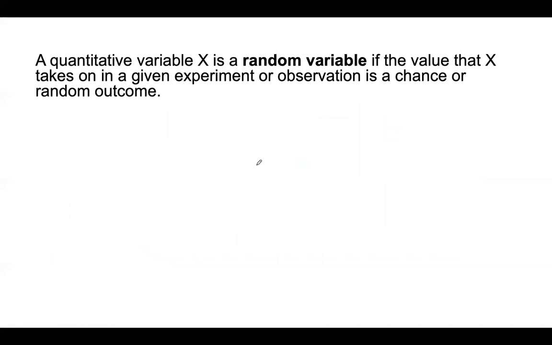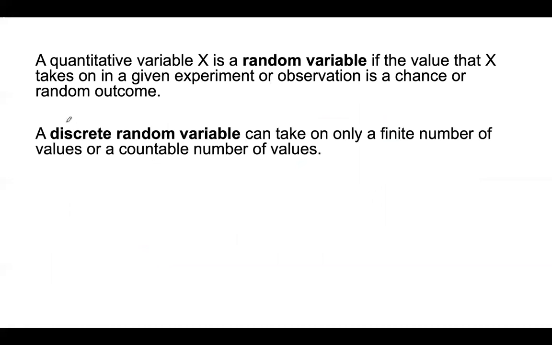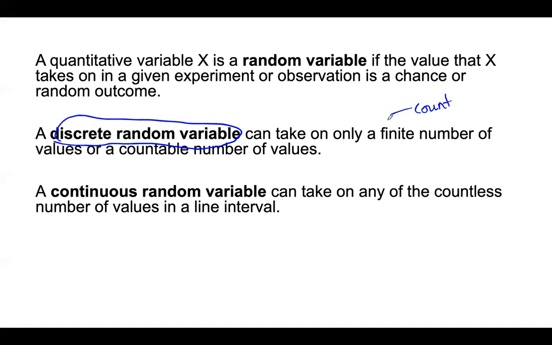A quantitative variable X is a random variable if the value that X takes on in a given experiment or observation is the chance or random outcome, which we've talked about before. A discrete random variable can only take on a finite number of values or a countable number of values. So you have to be able to count them. So this word finite versus a continuous random variable.